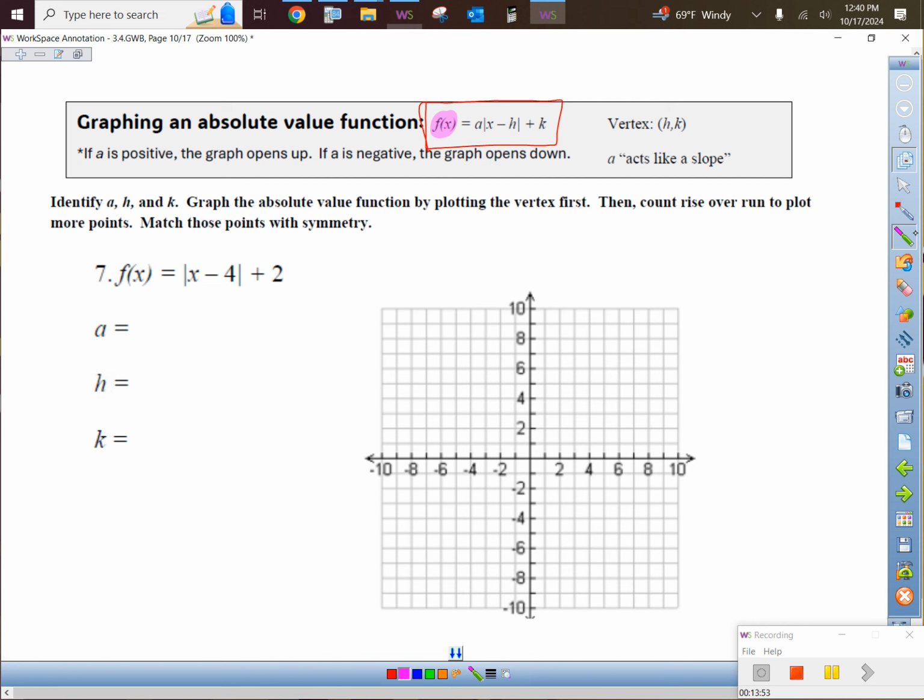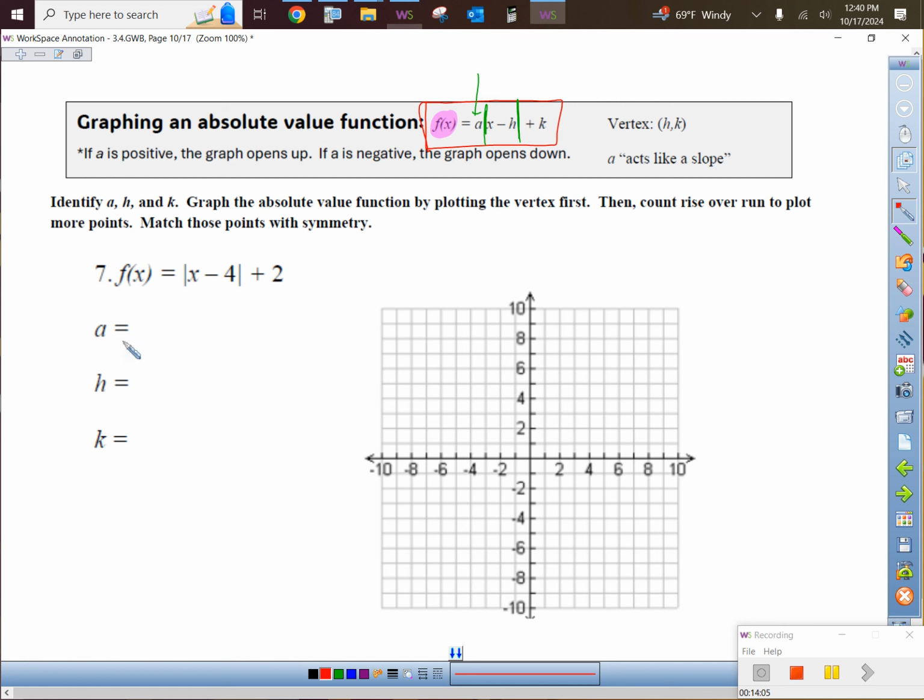Can you see in this particular function, here's the bars, right? So this is an absolute value graph. A is the number in front of the bars. Are you with me on that? H is inside the bars, and what's weird is he's got a minus in front of him. And then K is a number being added or subtracted on the outside of the bars. So let's just see, we'll kind of dive in if we can identify them.